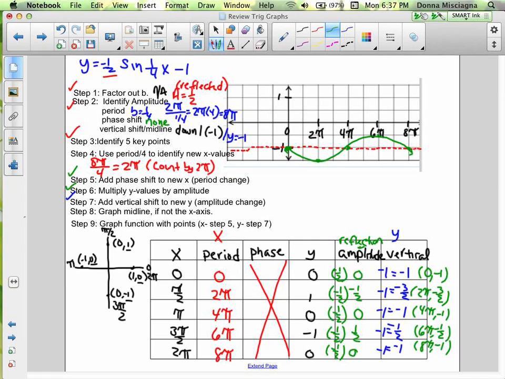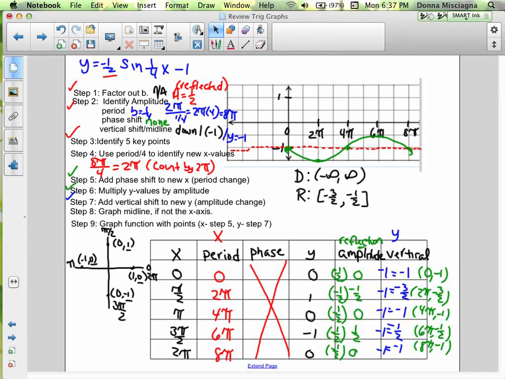Domain and range. Right? So, of course, always, domain is all real numbers. The range, our low value is -3/2. Our high value is -1/2. So the entire graph fits in between those two y values. And that's it, another one graphed.